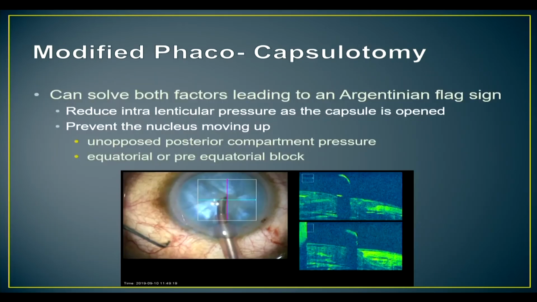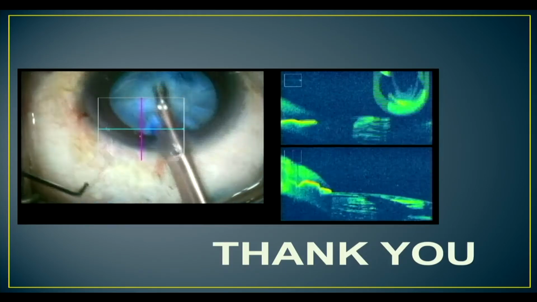So in conclusion, this modified phaco-capsulotomy can solve both problems associated with white mature cataracts, the increased intralenticular pressure, as well as the unopposed action of the posterior compartment due to the nuclear block, and prevent an Argentinian flag sign. Thank you.